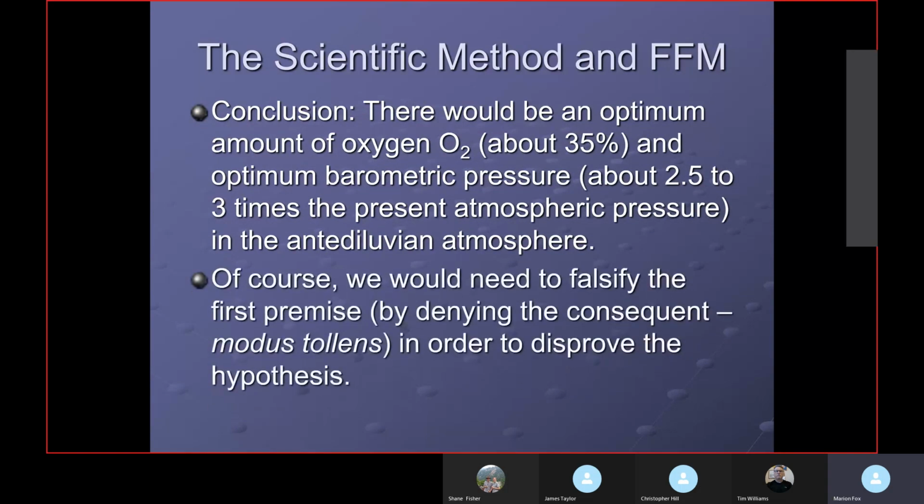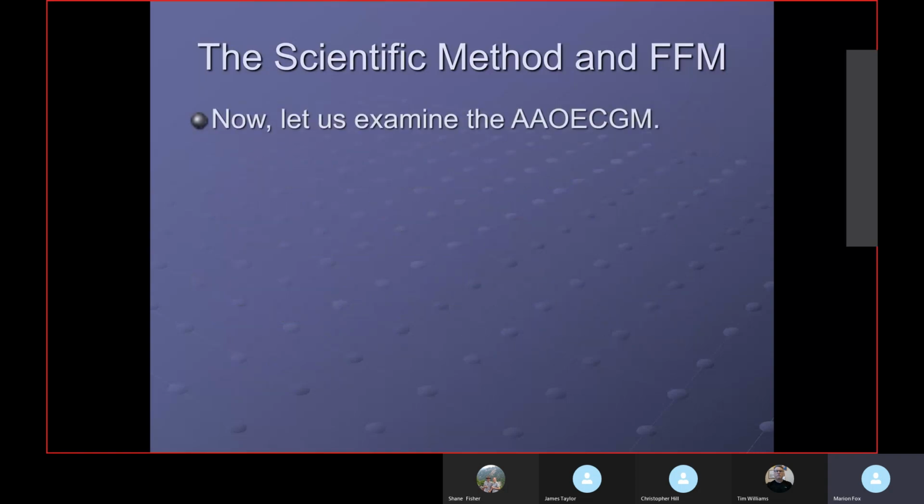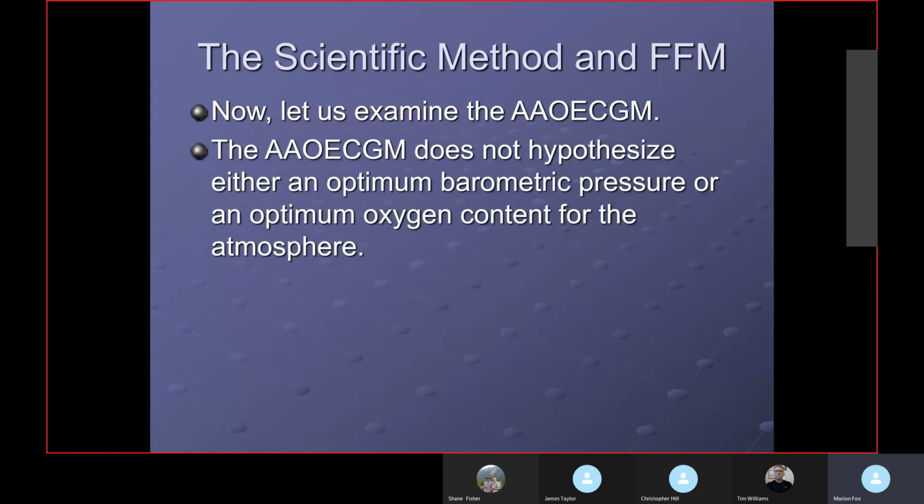And again, this is another hypothesis that could be tested to see if my hypothesis fits. We would need to falsify the first premise by denying the consequent in order to disprove this hypothesis. I'm claiming that there's a likelihood that this would be the case. I'm not claiming certainty of it, though. And the atheist, agnostic, old Earth creationist geologic model does not hypothesize either an optimum barometric pressure or an optimum oxygen content for the atmosphere. Now, their problem is they claim organic macroevolution has occurred, and they should have had the animals and the plants evolving to the present conditions rather than to some optimum condition. And so they should have evolved to some present conditions.